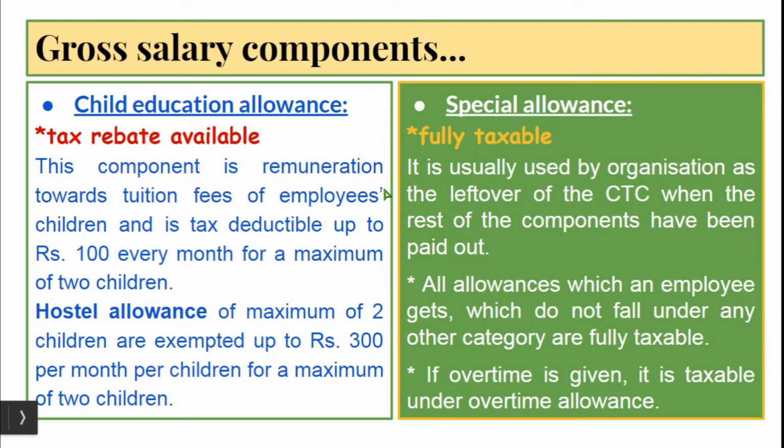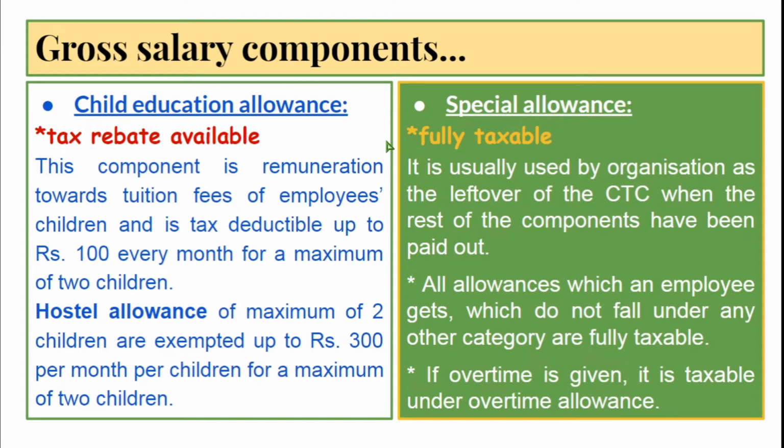Let's say you are getting 2,000 rupees per month for the tuition fees of your child. So only rupees 100 per month will be taken for the tax rebate. Rest of the amount will be considered in your gross salary and becomes part of taxable income.